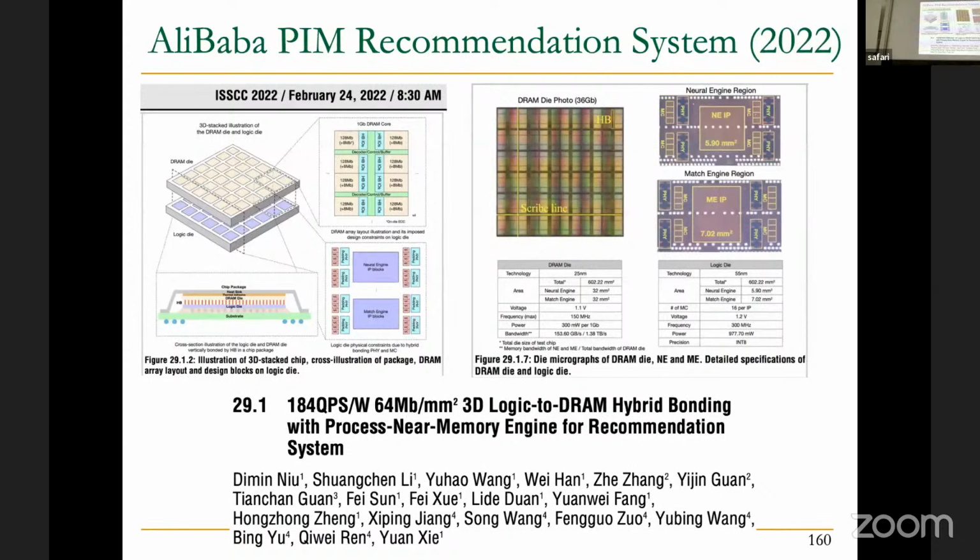And this is the other system that was released in the same year by Alibaba, also using some logic for recommendation systems. So here the technology is a bit different. They use what's called hybrid bonding. So they have two dies that are manufactured separately, and then later on they merge those two dies together in a single package, and this allows them to build this entire system together.